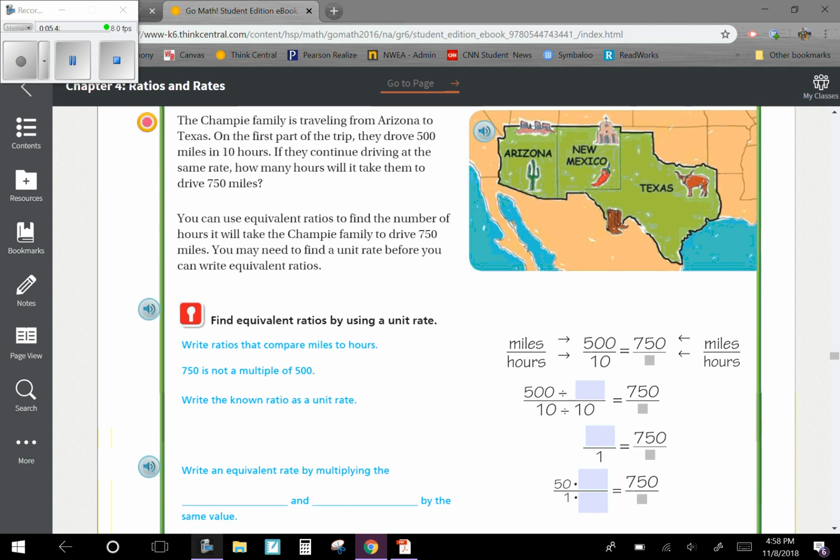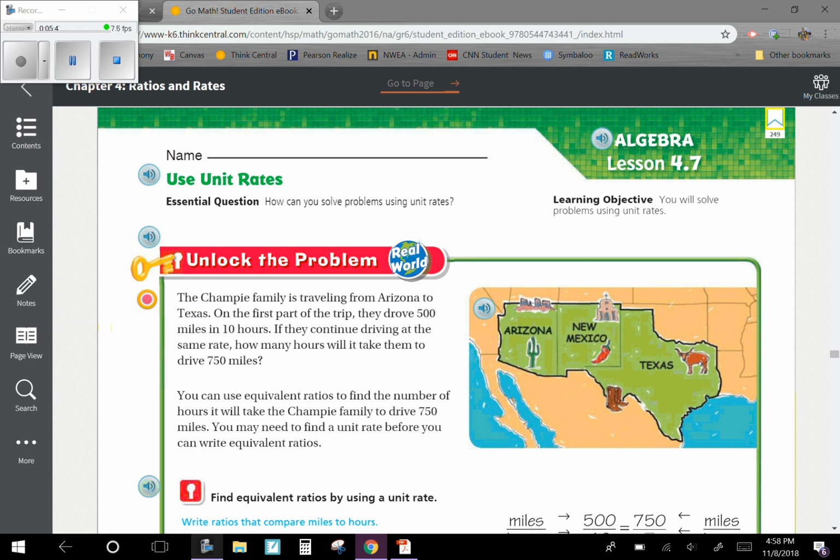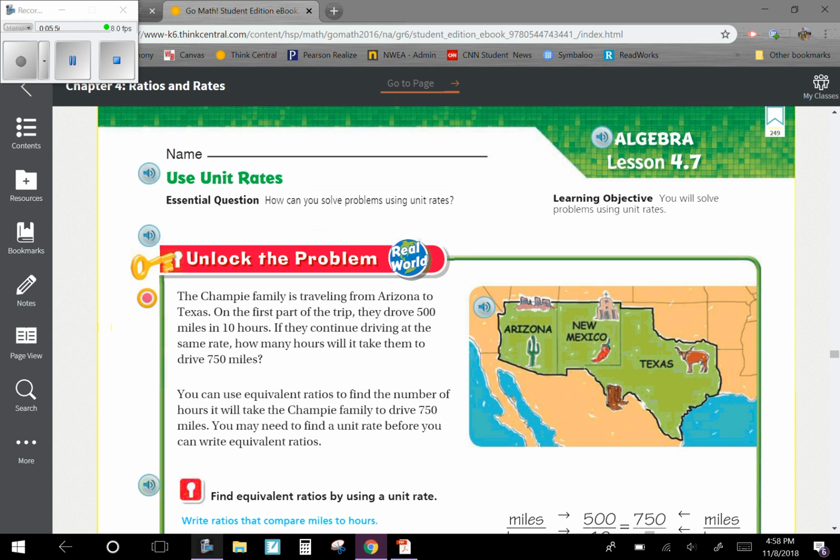If you have any questions, please be sure to ask your teacher. And just a reminder, what our learning objective was is that we will solve problems using unit rate.